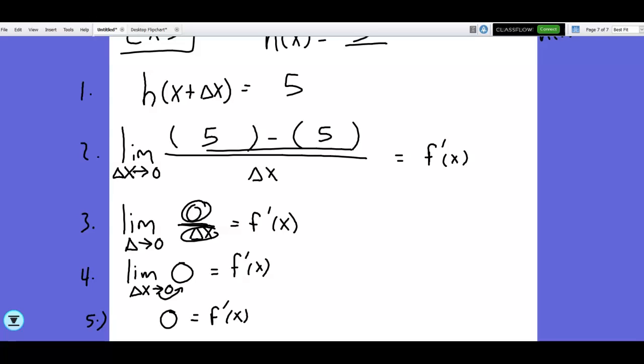Oh, and once again, I forgot my letters. This was supposed to be an H. There we go.